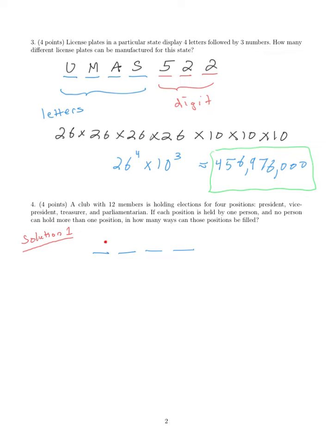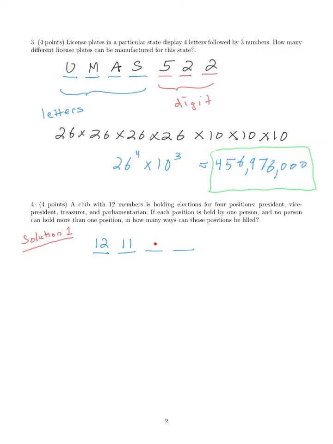So starting here, for any one of the positions, there's a total of 12 possibilities. There are 12 members available to fill that very first role. Okay, now we have to fill the next role, but it's not going to be 12. And the reason is one person will already be filling this role here. For this reason, we're going to multiply by 11. There's now only 11 people available for that second role.